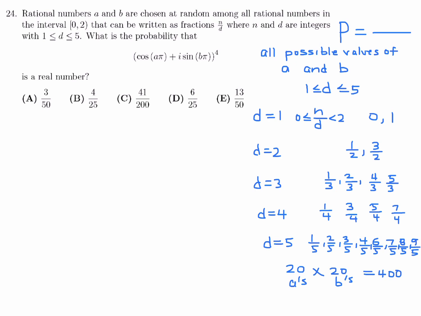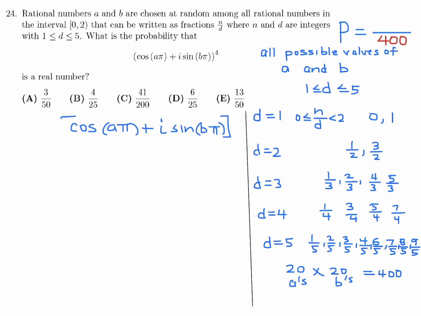So if we look at that probability, it's going to be something over 400. So now we have to concentrate on the numerator. And the numerator is a specific condition that this has to be a real number. All right, so let's tackle that. So we have (cos Aπ + i sin Bπ) all to the power of 4.